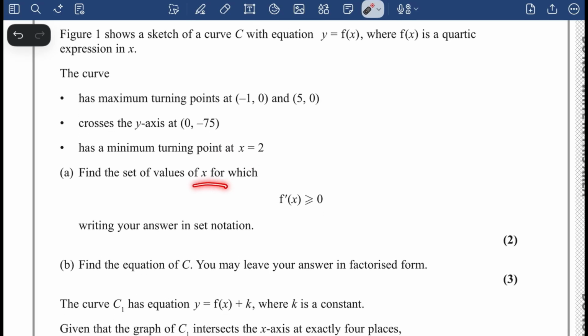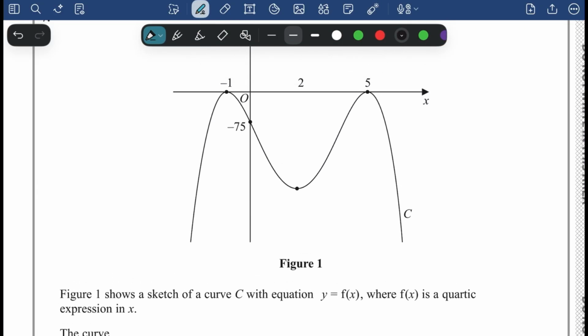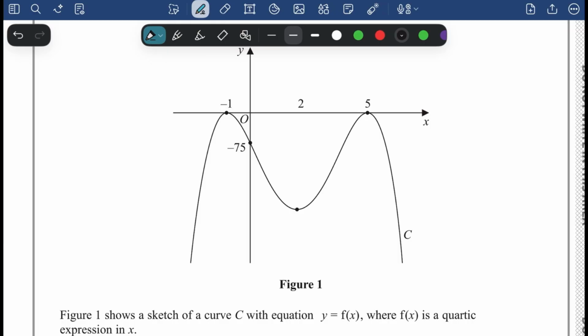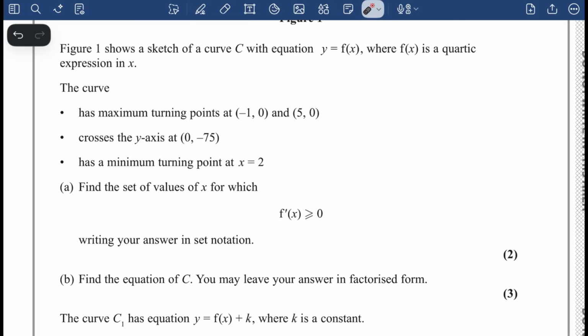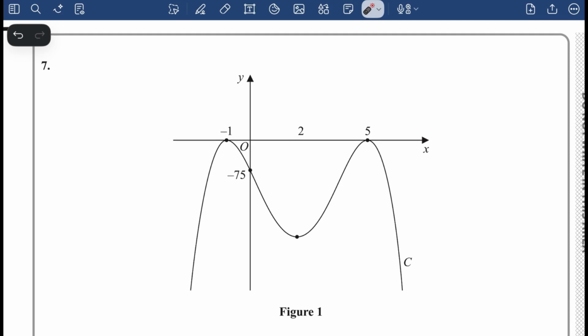Find a set of values of x for which the derivative is greater than or equal to 0, writing your answer in set notation. Well, what is the derivative, right? It's the rate of change of the graph. So we're basically saying to find the values of x for which the derivative, or the rate of change of this graph, is positive.